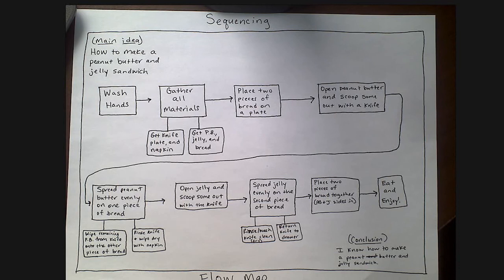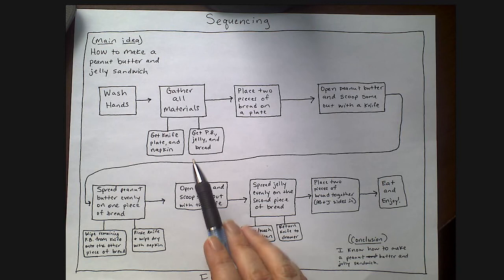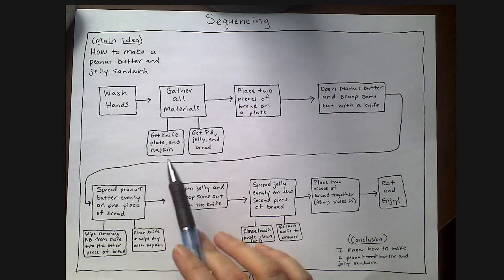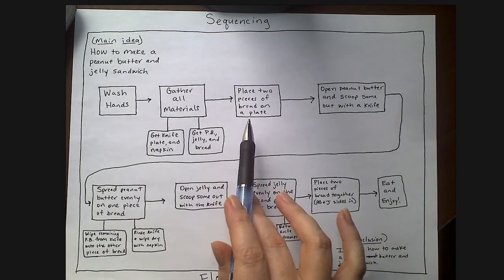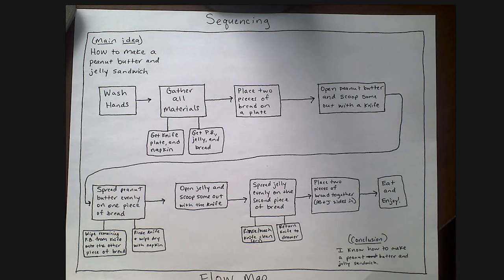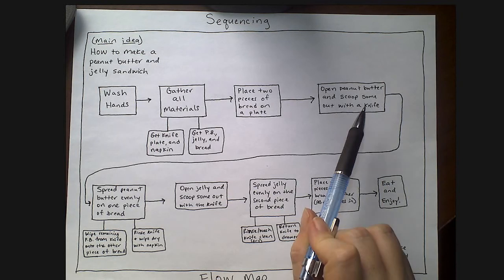Alright, so starting from the beginning, the first thing I would do is wash my hands. Then I would gather all my materials, and that would include getting a knife and a plate and a napkin, and also getting some peanut butter and jelly and bread. And then after I gather my materials, I'm going to place those two pieces of bread on a plate. Okay, and then I'm going to open up the peanut butter and scoop some out with a knife.